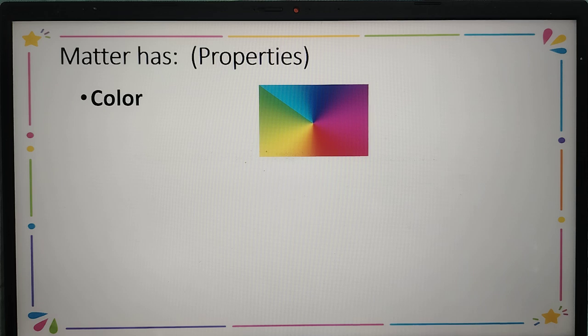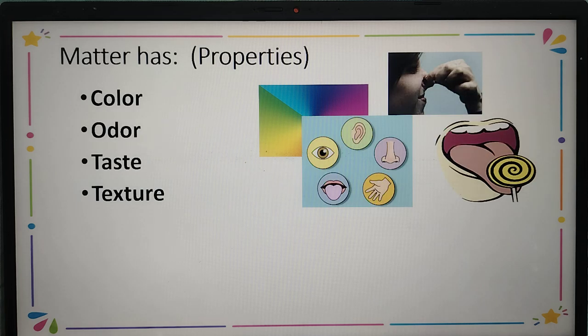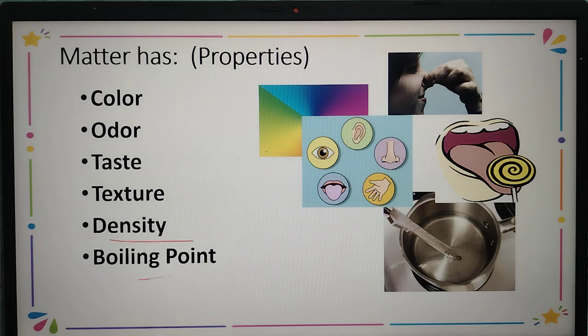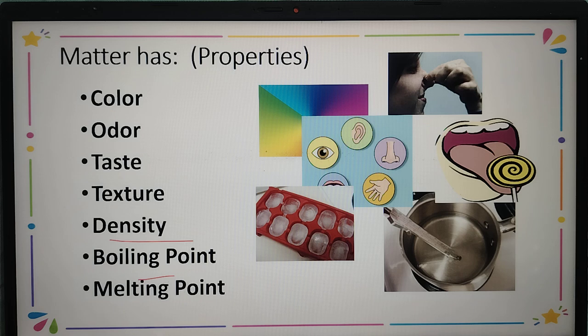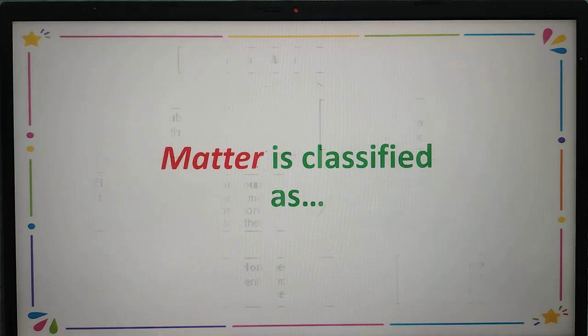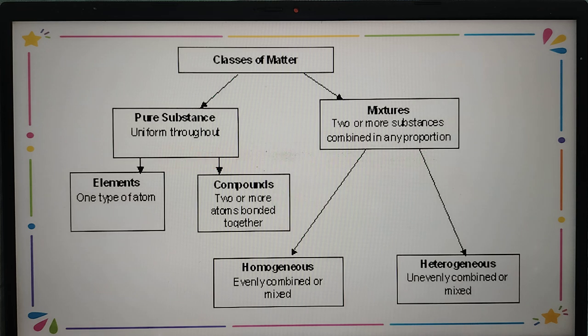As part of the creation of God, matter has properties. It has color, odor, taste, texture, density, boiling point and melting point, and so many other characteristics or properties. Matter is classified using this flowchart. Matter can be classified into a pure substance or a mixture. As a pure substance, learners might encounter elements and compounds.